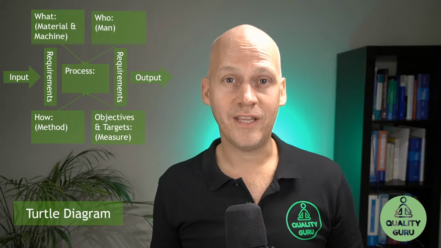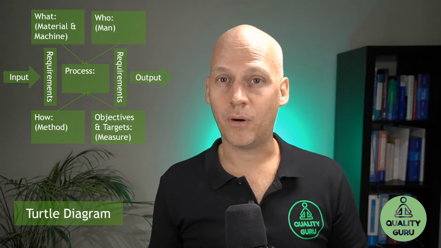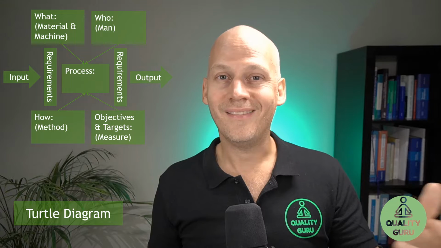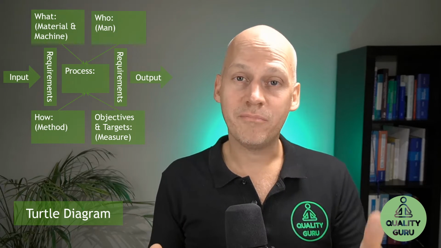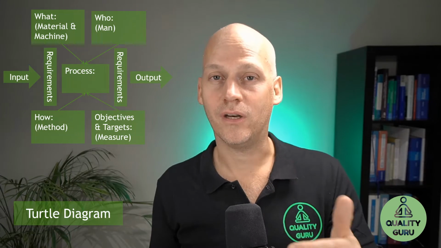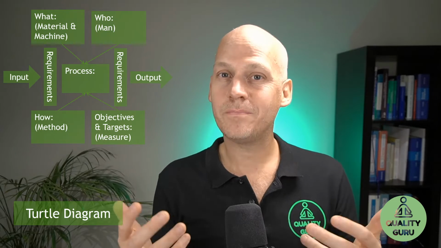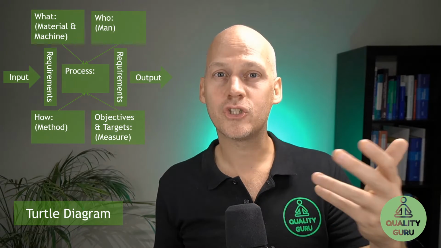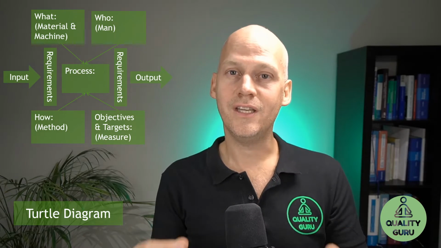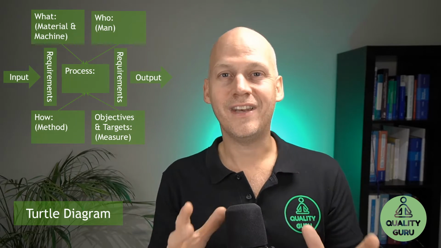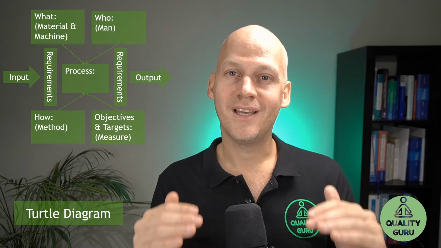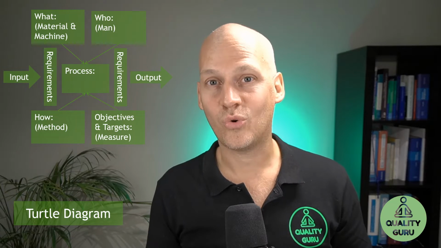For example, if you have a production process to produce something, then on the left side, maybe you have materials for the production. Maybe you also have inspection instructions, how the material should be inspected before it goes into your process, just to make sure that everything that goes into your process is meeting the requirements and is qualified.